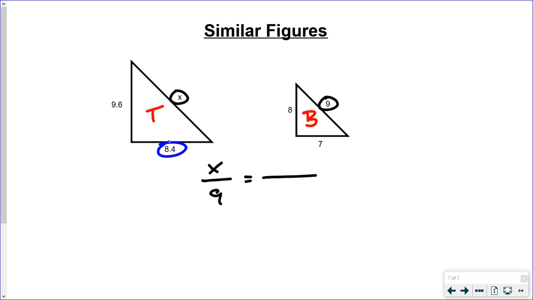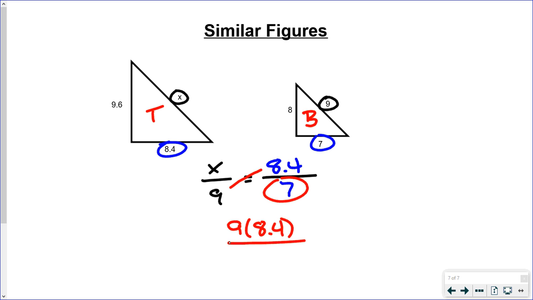Now let's use 8.4 and 7. And again, the reason I labeled these top and bottom is to make sure that I put the 8.4 in the top. So to keep these straight, you have to be consistent in how you set this up. So X corresponds with 9, 8.4 corresponds with 7. Remember, to solve this, you can just multiply the two diagonal numbers and divide by that number. So you would just do 9 times 8.4 divided by 7, and you should get, let's see, I think that comes out to 10.8.